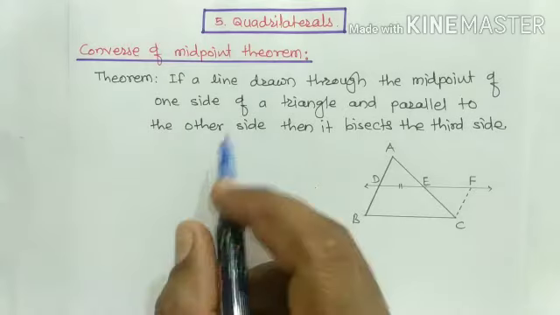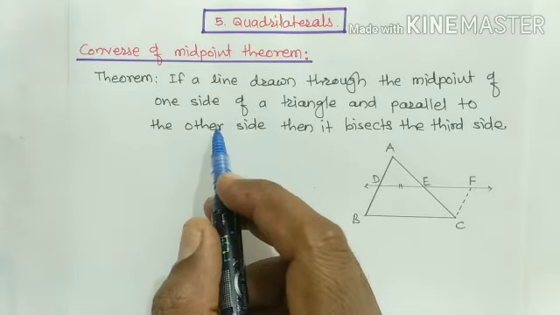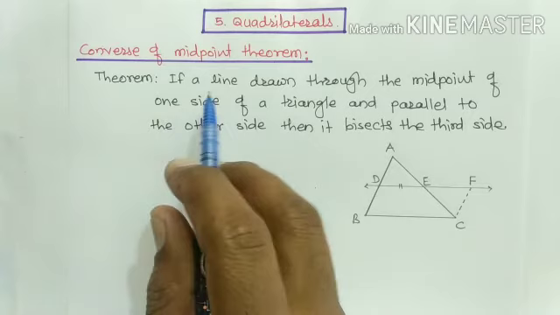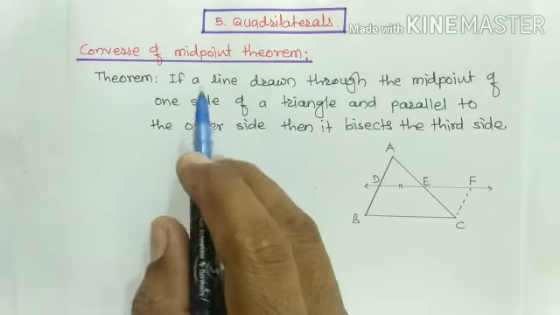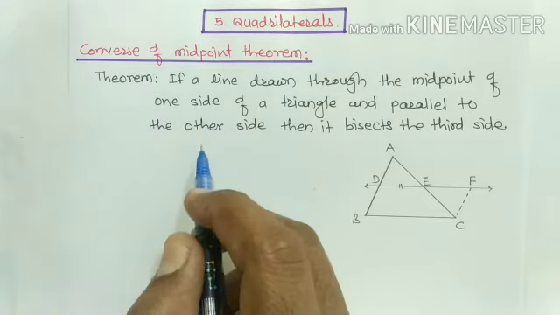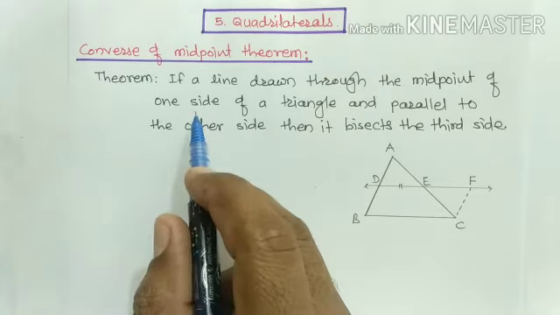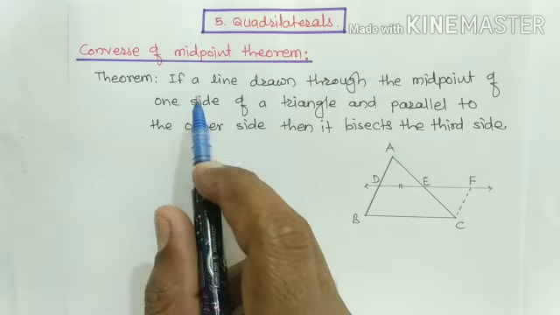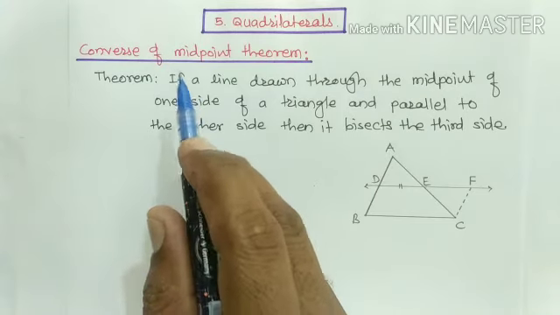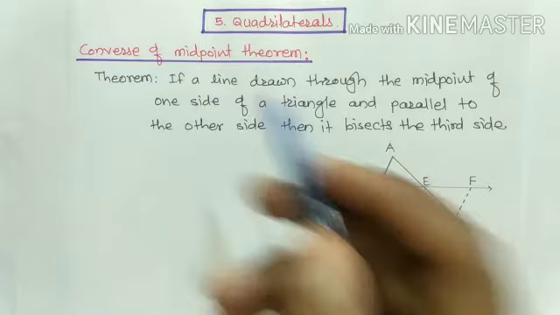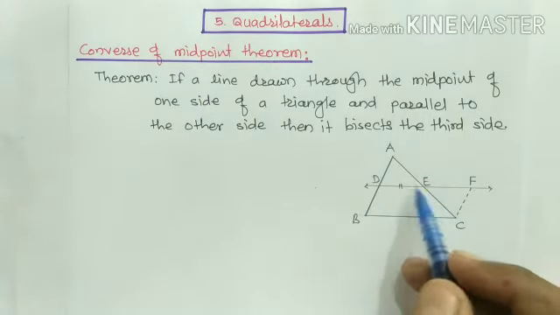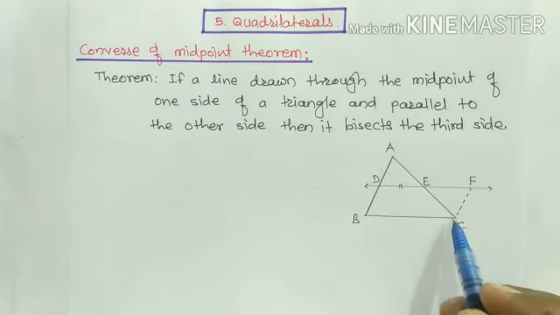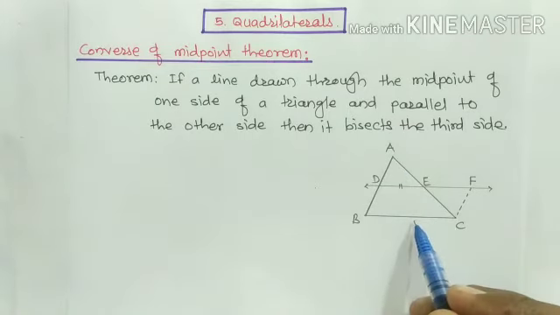Hello friends, in this video we are going to study the converse of the midpoint theorem and examples based on the midpoint theorem and its converse. In the previous video we learned about the midpoint theorem. The statement is: the segment joining the midpoints of any two sides of a triangle is parallel to the third side and is half of it.